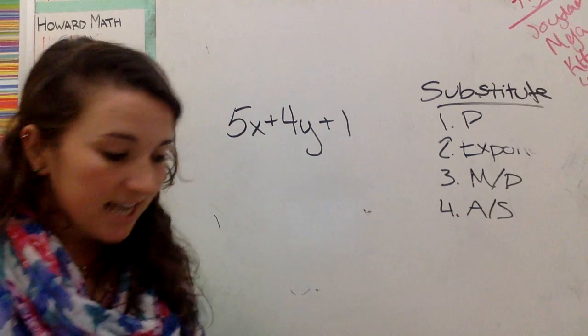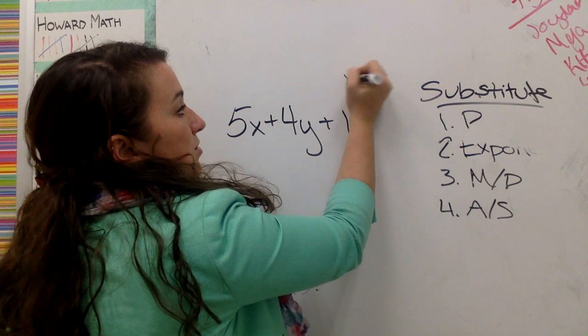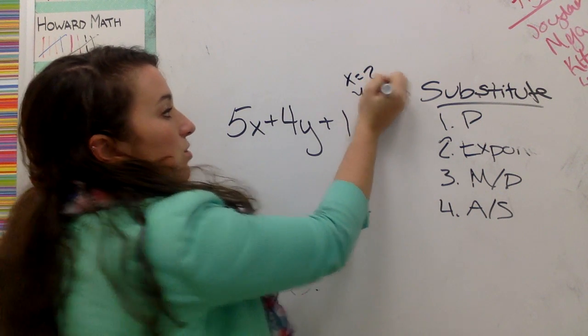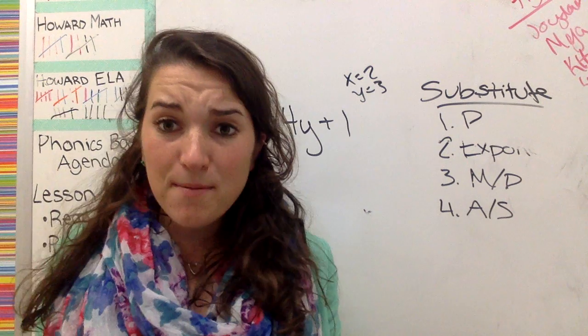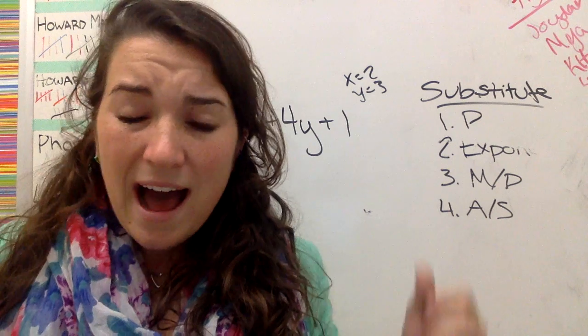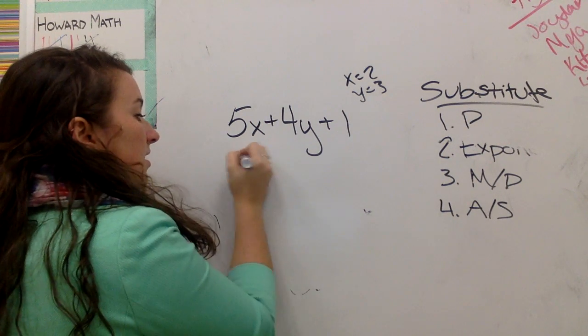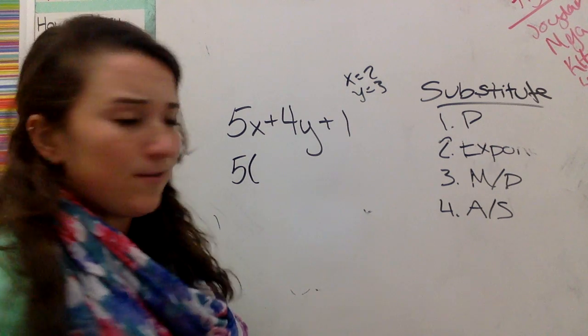So I know that x equals 2 and y equals 3. I'll write that up here so I remember. X equals 2, y equals 3. I remember when I substitute a value in for a variable, I have to put parentheses around that value. So I'm going to do 5. I'm just going to substitute for x first.